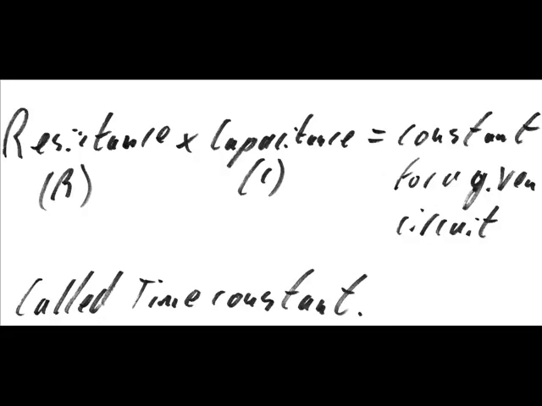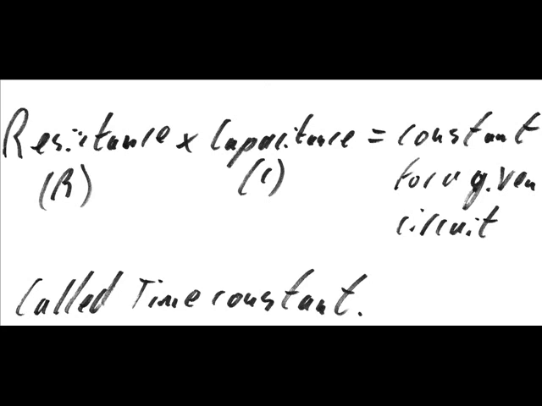Charging a capacitor is controlled by the equation Q at a given time is equal to the capacitance of the capacitor times the potential difference applied to the capacitor times 1 minus the exponential to the power of negative time divided by the resistance of the circuit times the capacitance of the circuit.